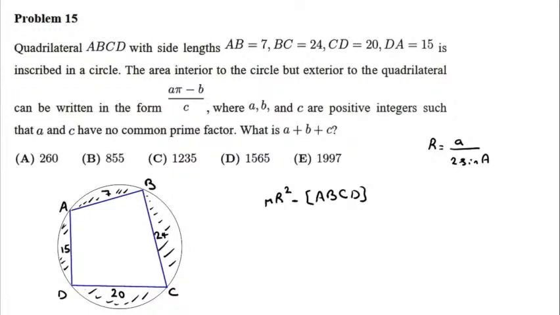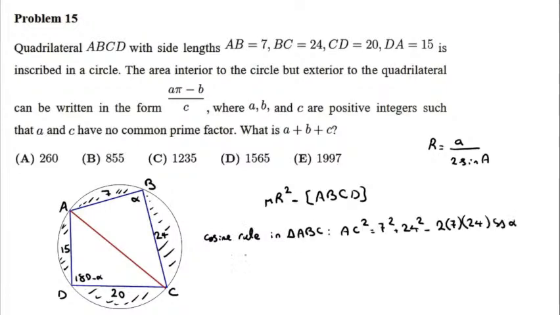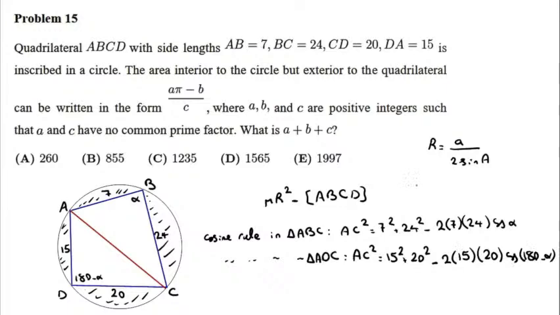How? If I draw this diagonal, it's AC. Now, I say this angle is alpha, and then the opposite angle is 180 minus alpha, because the sum of two opposite angles in an inscribed quadrilateral is 180. So, if I use the cosine rule, or law of cosines, in triangle ABC, with cos alpha. Now, in the next triangle, if I use the cosine rule in triangle ADC, it will be AC squared equal to 15 squared plus 20 squared minus 2 times 15 times 20 times cos of 180 minus alpha. And you should know that cos alpha equals negative cos of 180 minus alpha, or cos of 180 minus alpha is equal to negative cos alpha.